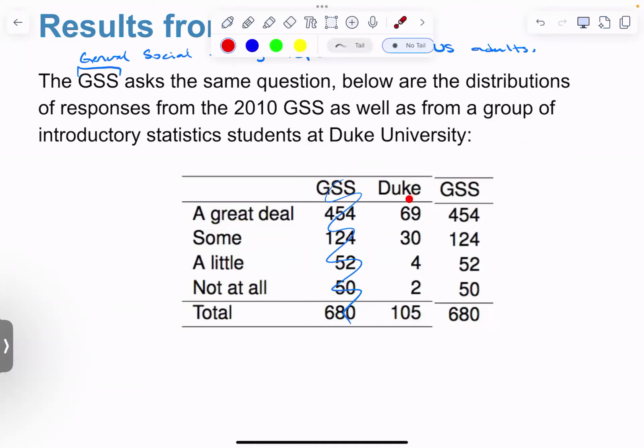Because later she uses Duke as group 1 and the GSS, or the US representative, as group 2. But I like to just read them from left to right, so it's really confusing. This can be group 1, and this is group 2.